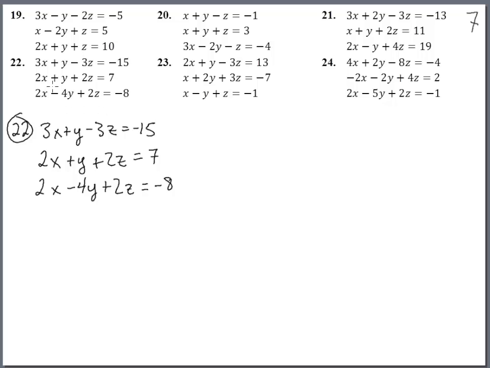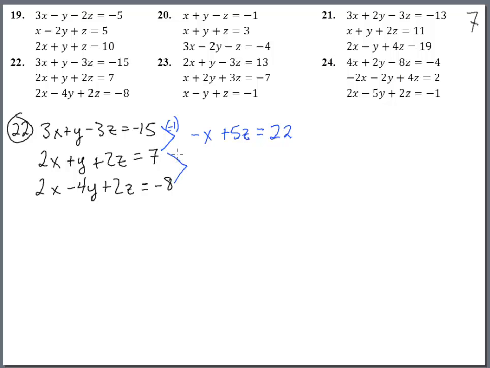Number 22. Which one of these looks better? We've got 2's and 3's in the x's and 2's and 3's in the z's. It looks like y's again will work better. So let's take this one and put a -1 on this particular one. There we go. So -3 and positive 2x, that'll give us a negative x. Y's will go away. 3z plus 2z, that'll be a plus 5z, equals 15 plus 7, which is 22.